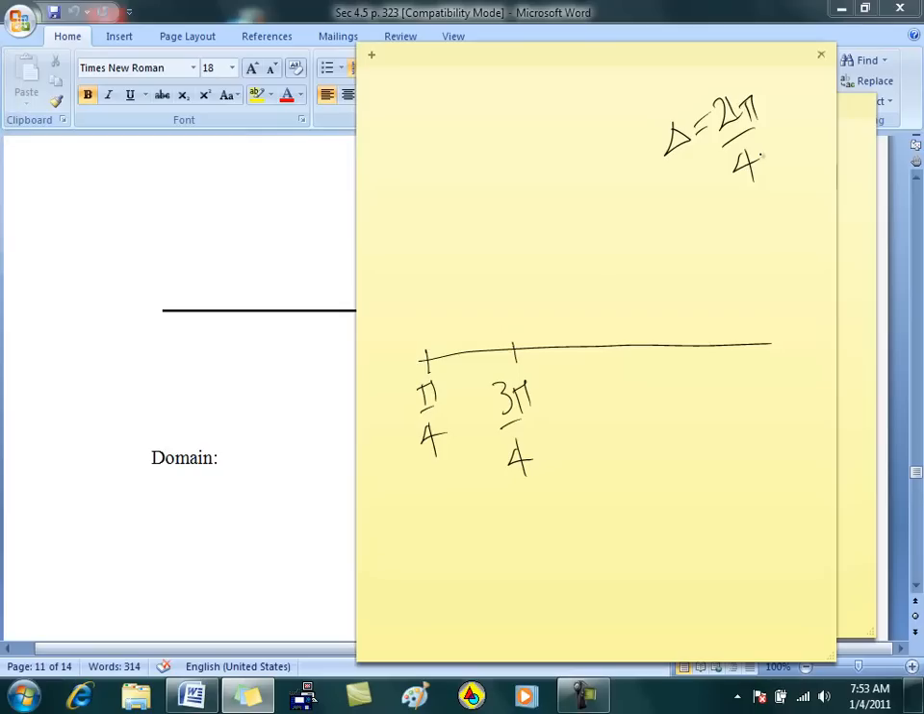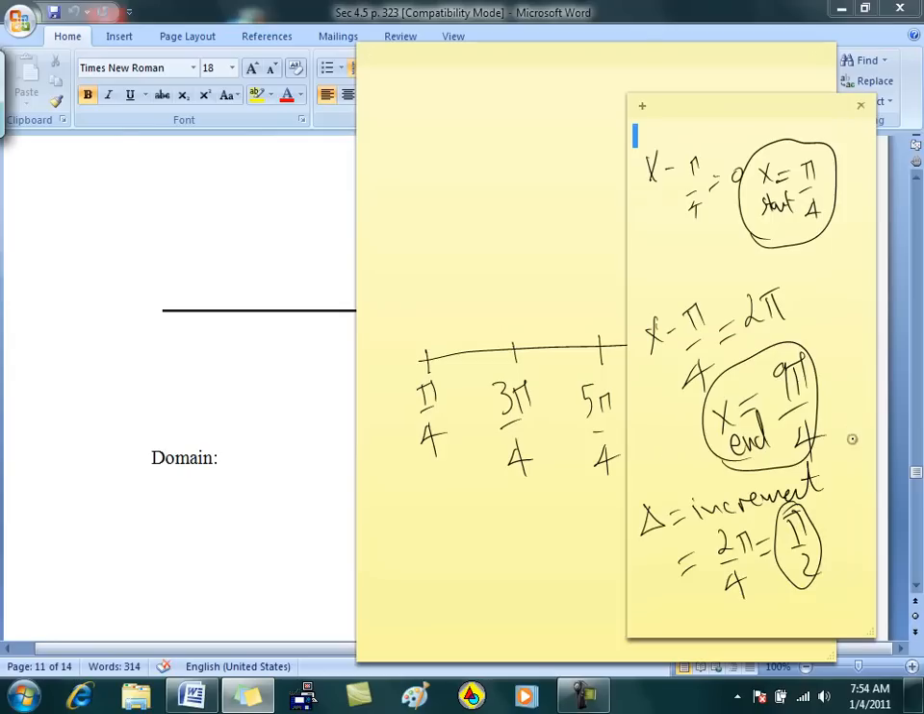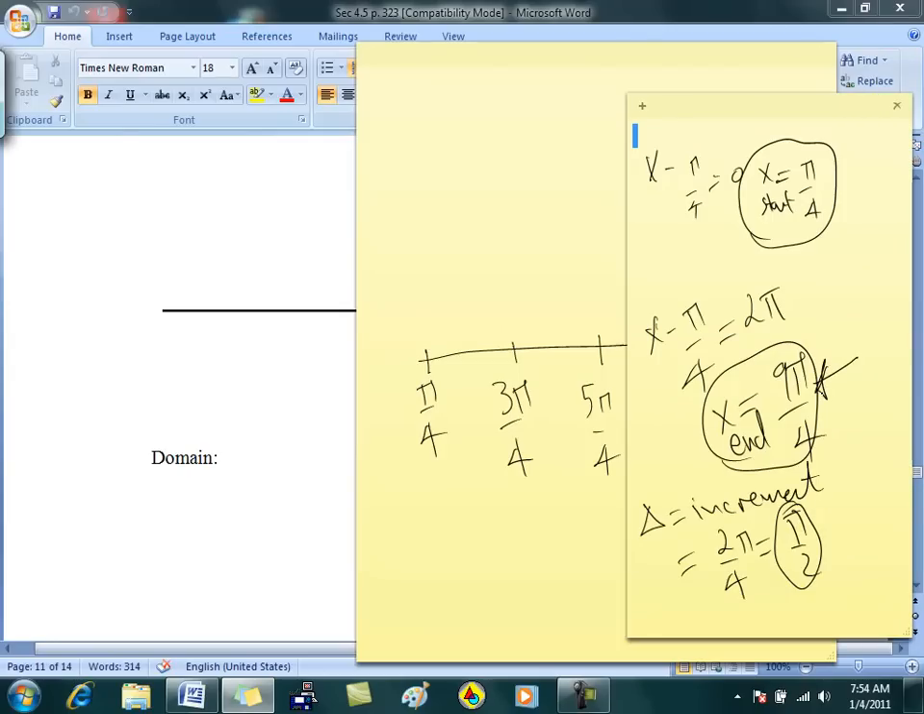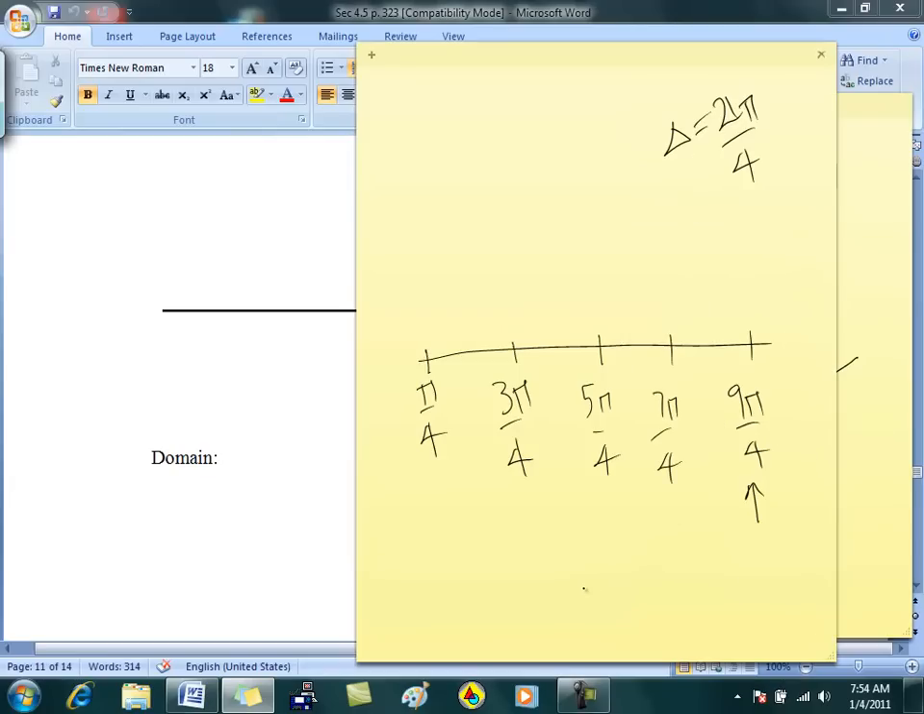Okay, so you're adding 2 pi over 4 every time. So what's the next one going to be? 5 pi over 4. And the next one? 7 pi over 4. And the next one? Sorry? 9 pi over 4. Isn't that the ending point? If you don't get this number to match with what you did here, then you'll be smoking. Okay? Alright? So Laura, do you see what the increment's for now?